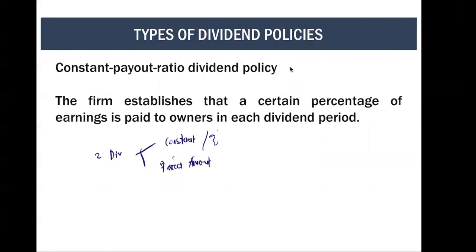So let's start with your constant payout ratio. The firm establishes that a certain percentage of earnings is paid to owners in each dividend period. So for example, it provides 5% of earnings is given. So that is a constant payout.